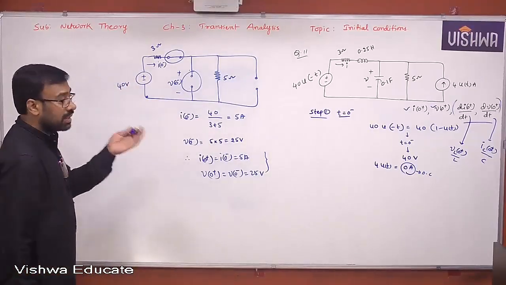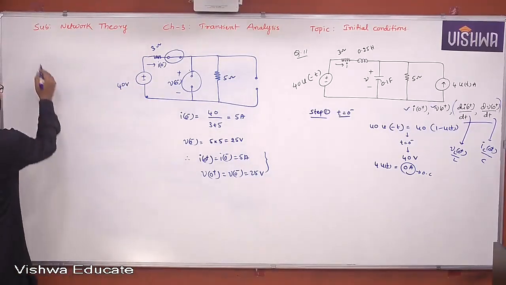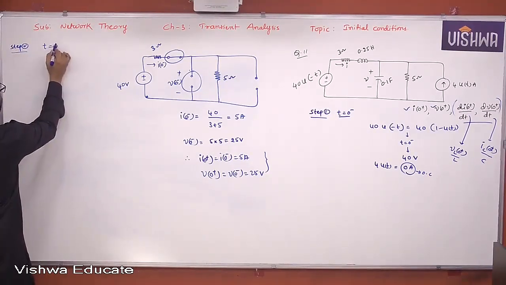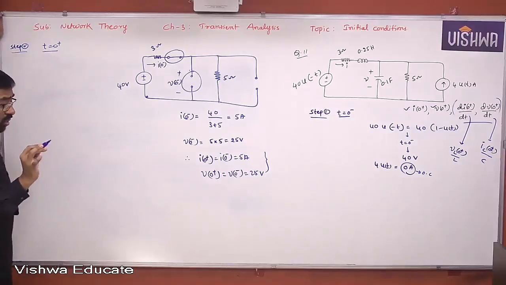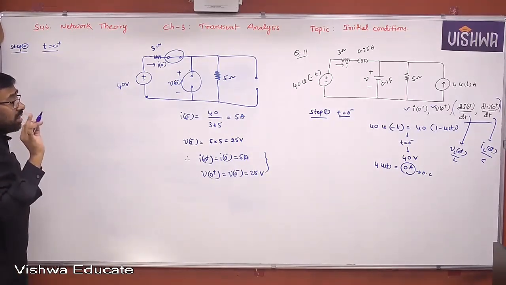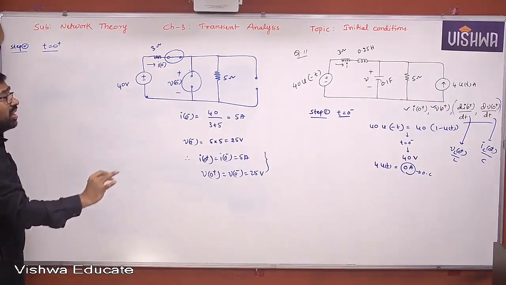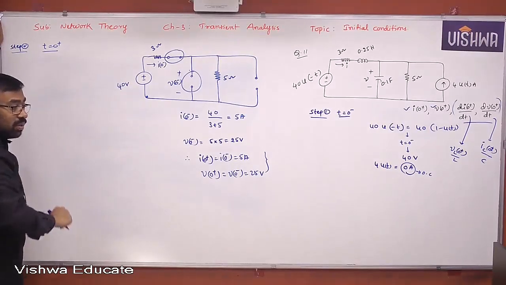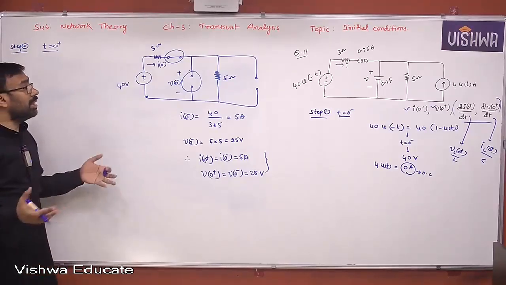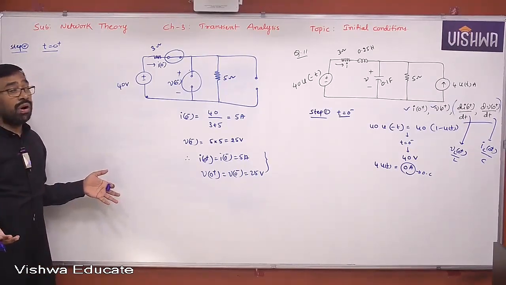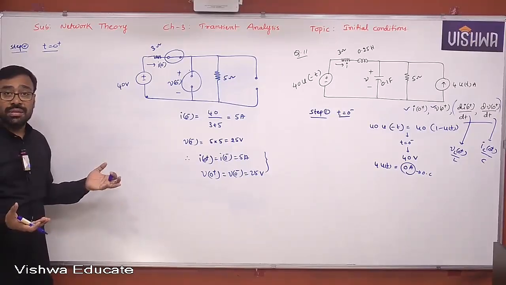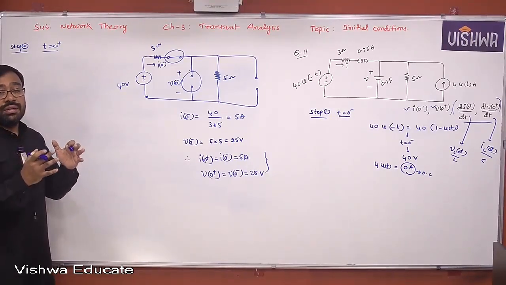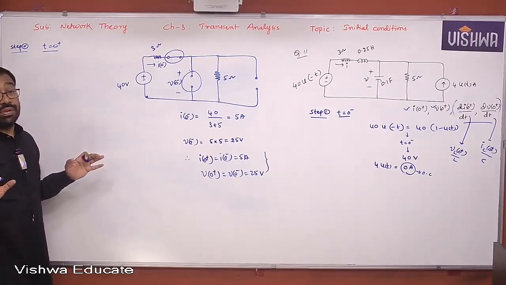We already discussed all these things in the last session, and let us now construct step 2. Step 2, construct t equal to 0 plus equivalent. Constructing the t equal to 0 plus equivalent is always crucial and critical in the entire initial conditions calculation part. So if you are really good at constructing the t equal to 0 plus equivalent circuit, I'm sure there is no difficulty involved in the entire transient analysis. So one must be really expert in constructing the t equal to 0 plus equivalent without taking much time.